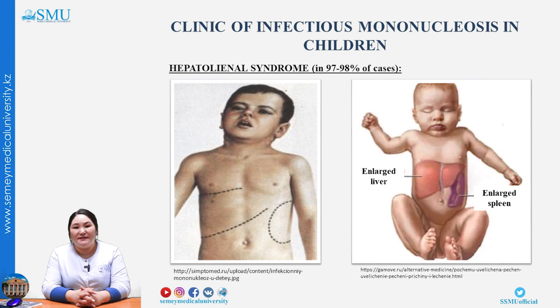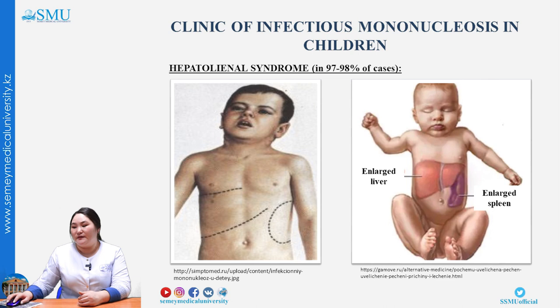The next syndrome is hepatolienal syndrome, or syndrome of hepatosplenomegaly. The sizes of the liver and spleen will increase from the first 5-10 days from the beginning of the illness. The size of the liver will increase gradually, and the size of the spleen will increase more rapidly than the liver, but the spleen size also decreases more rapidly than the liver.